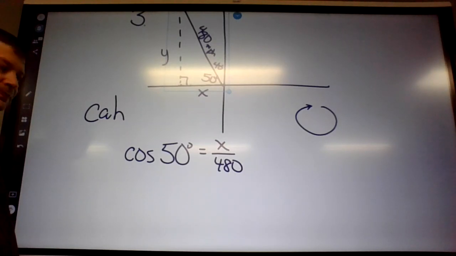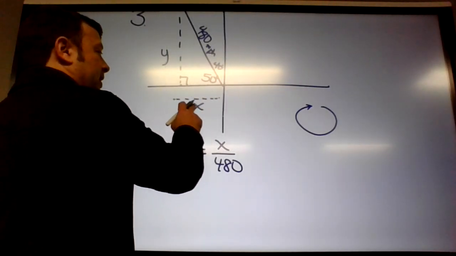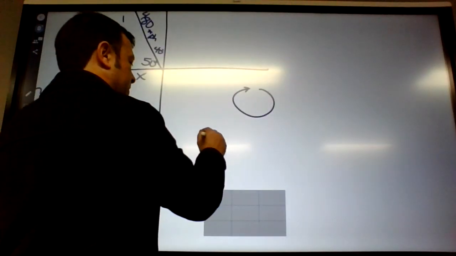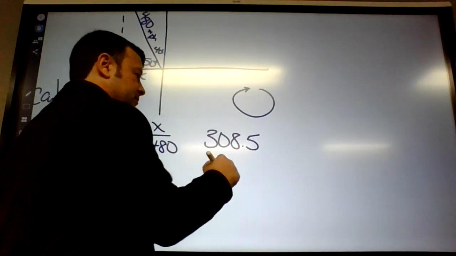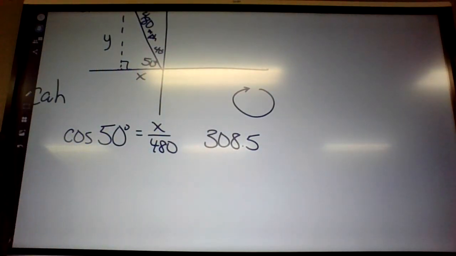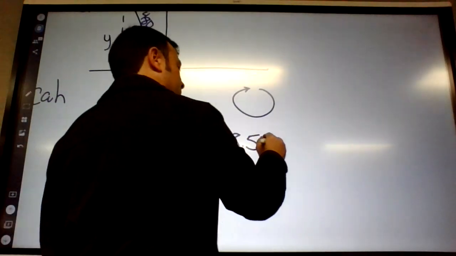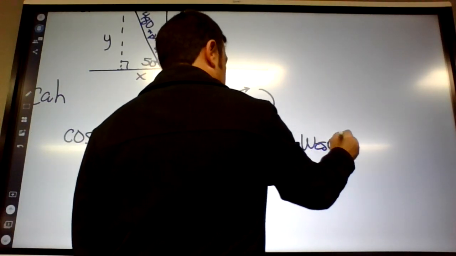What'd you get, Owen? Say again. 308.5. Okay, they probably wrote 308.5 miles per hour west. Let's see how they did write that. Yeah, that's exactly what they wrote. 308.5 miles per hour west.